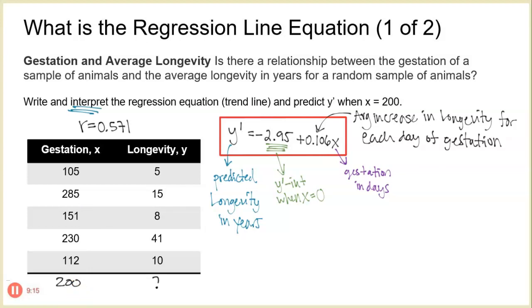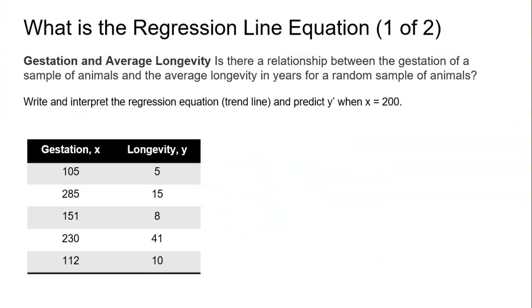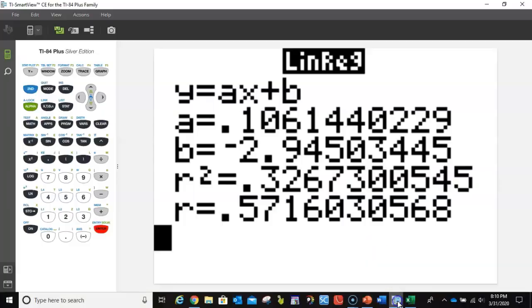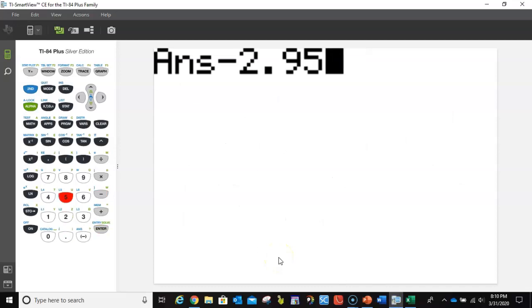And because that's an x value, we can just substitute it in. So y prime equals negative 2.95 plus 0.106 times 200, and that's my x value. We just substitute in that value and then perform the operation. For that, you could easily use your calculator to do that. Negative 2.95.